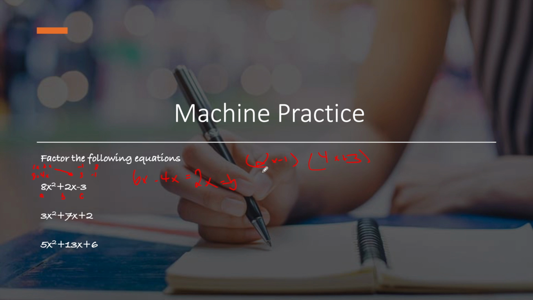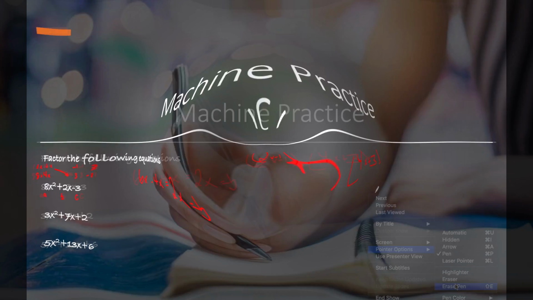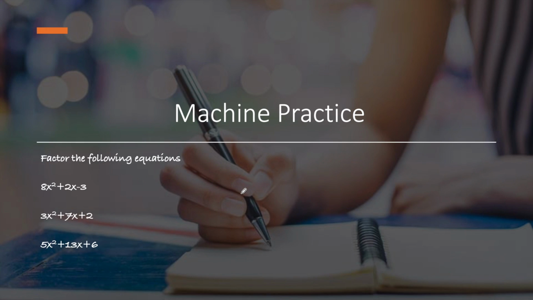These are now our two equations in factored form. We could go ahead and solve this for 0 if we want our x-intercepts. Checking our answer. We got it right.